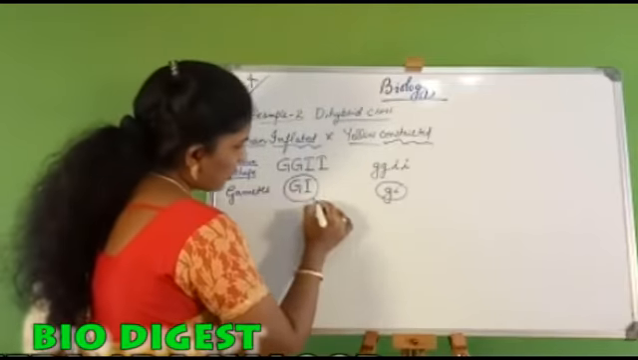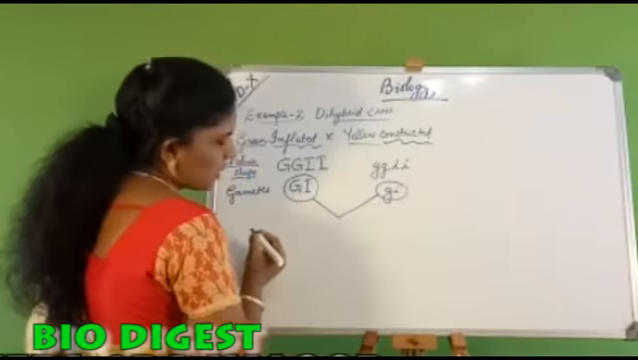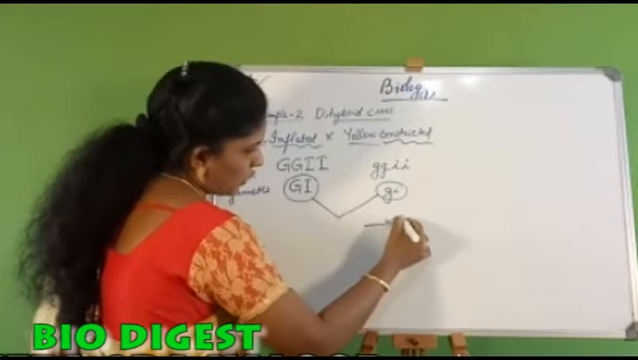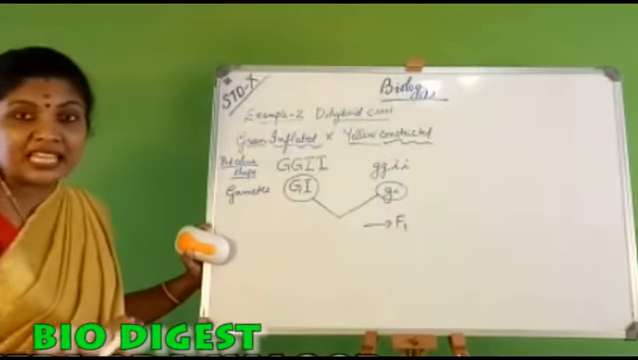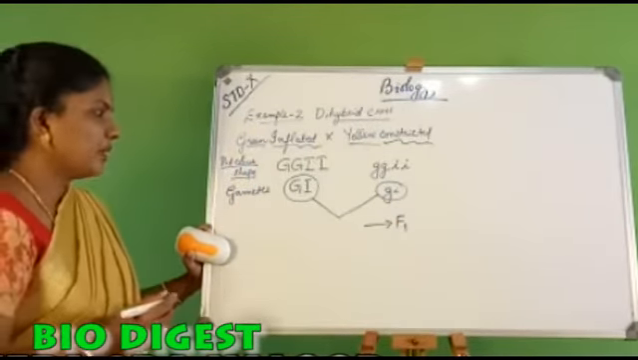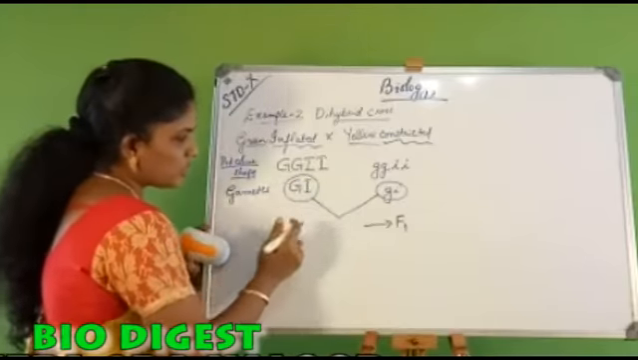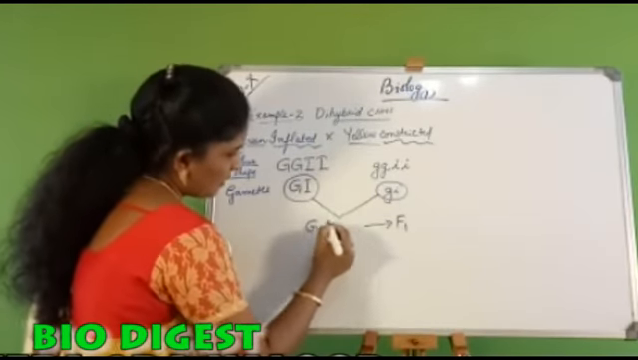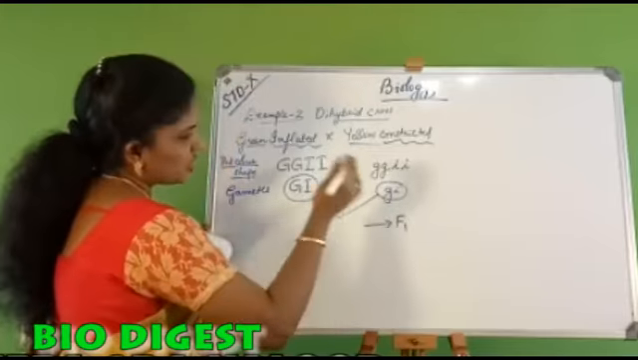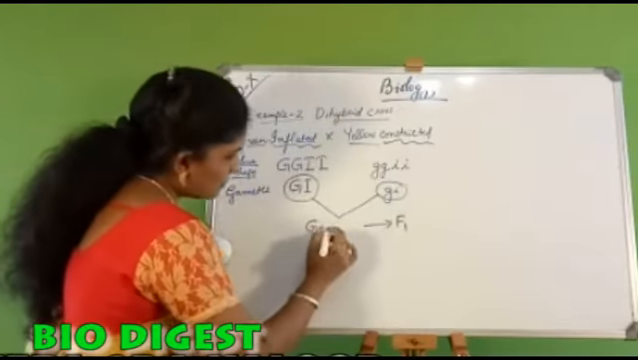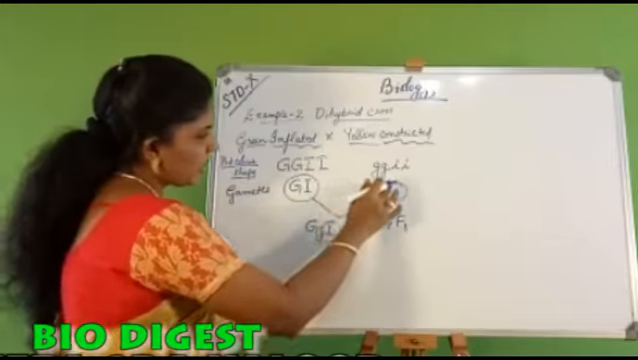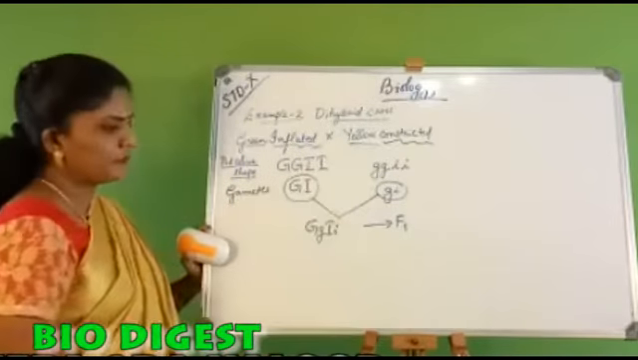Now after gamete formation, what will happen? This will combine together so as to produce the F1 generation, or first filial generation. So I told you, first you concentrate on the G's. Okay, first we will write capital G, then small g of the next plant. Then come to the I. Capital I of this plant and small i.